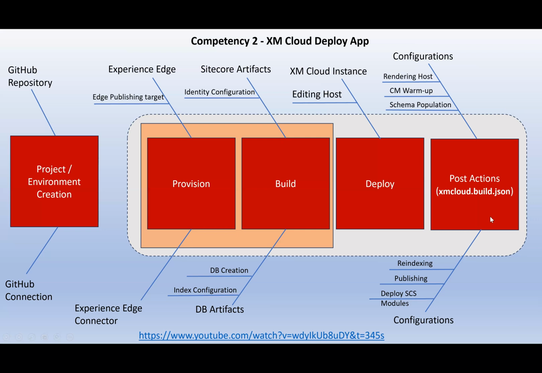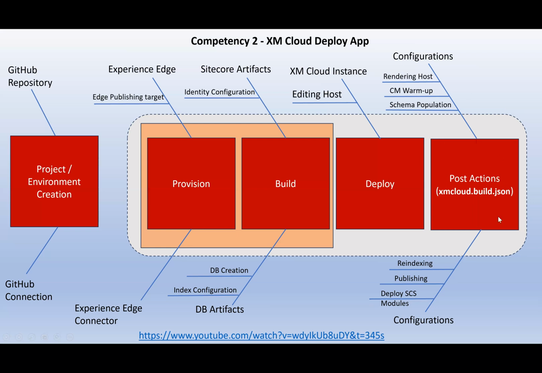So there are some sections. You can see that in the post actions, this is a JSON. You have the rendering host section, CM warmup section, schema population, reindexing section, publishing, deploy SES module. You have to understand that these are all placeholders. You have to write code if this has to work. But there's something called a starter template, which is boilerplate code. It works with a few clicks, and that one does this automatically.